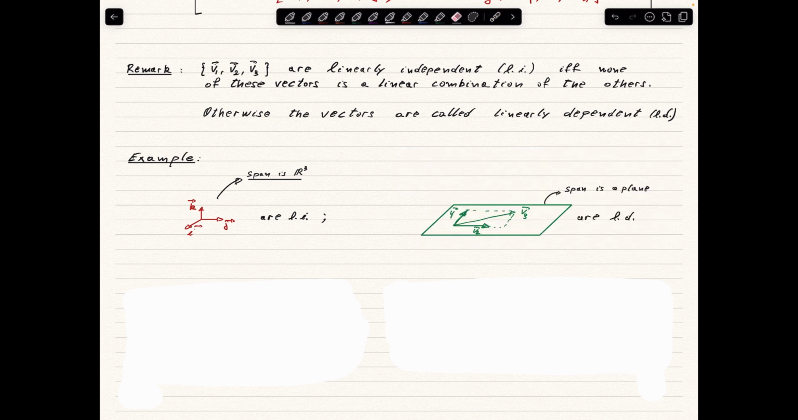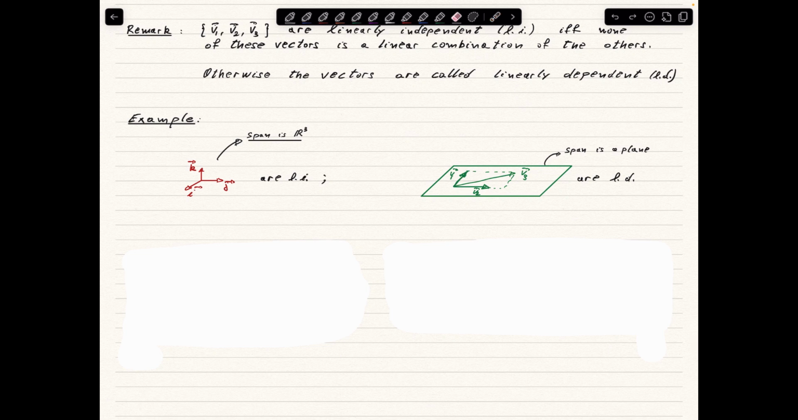For example, here, suppose we have one plane that contains all 3 vectors, like here. Then vector 3 obviously is a linear combination of the other 2. But also vector 2 is a combination of v1 and v3. And vector 1 is a combination of v3 and v2. So each of the vectors is a combination of the others. So we say they are linearly dependent.